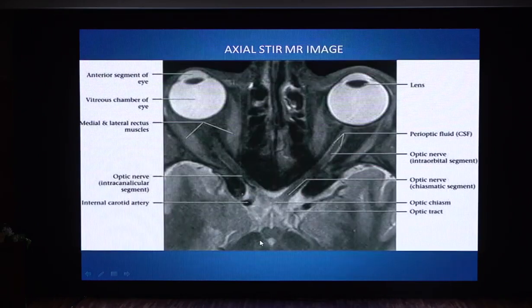Again, in the axial STIR MR images, we can see the anterior segment of the eye, the lens, the vitreous chamber, the medial and lateral rectus muscles, and the intraorbital part of the optic nerve, in which we can see the optic nerve and the perioptic fluid, CSF. We also see the optic nerve in the intracanalicular part, the intracranial part of the optic nerve, the optic chiasma, and the optic tract.